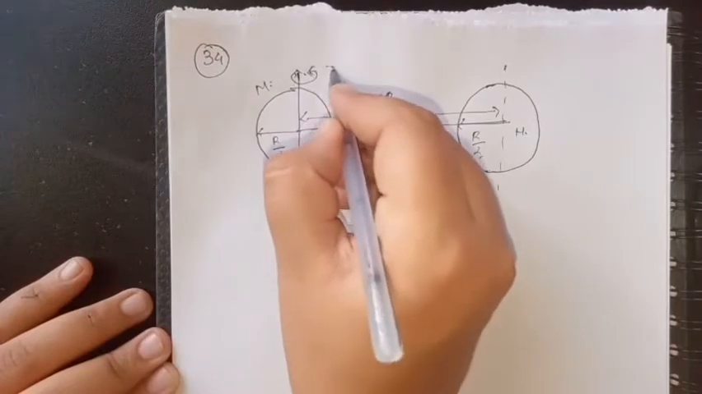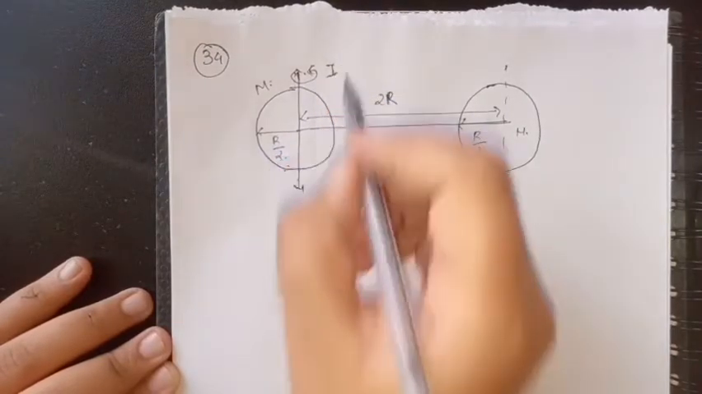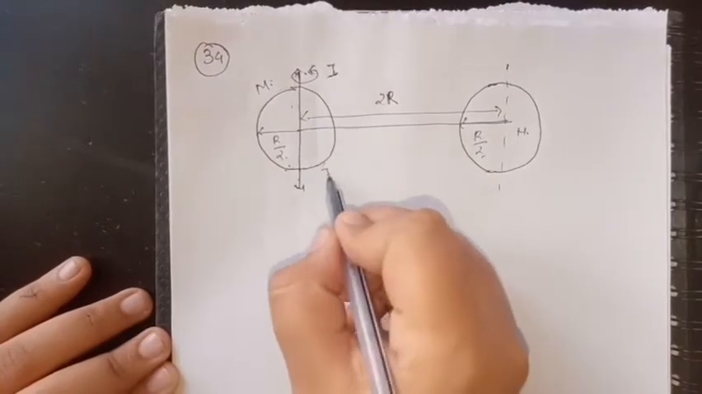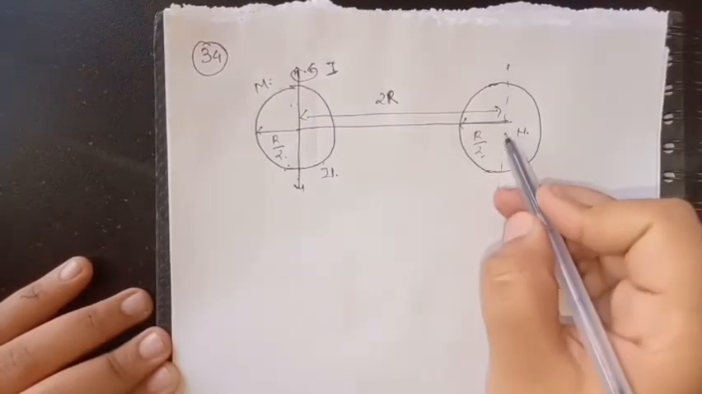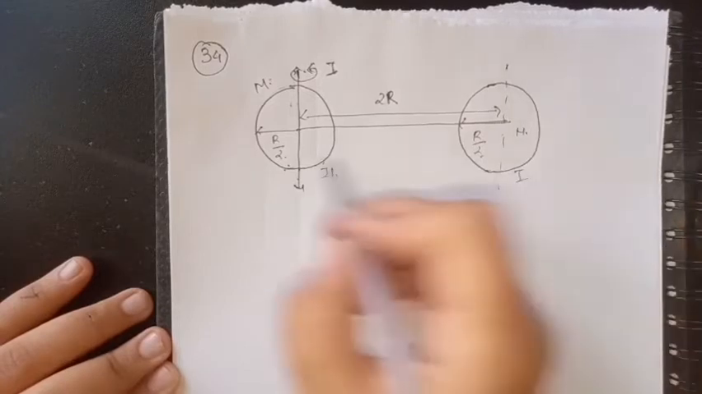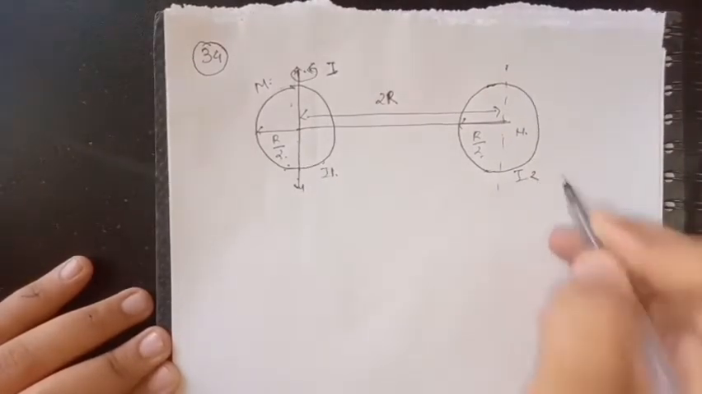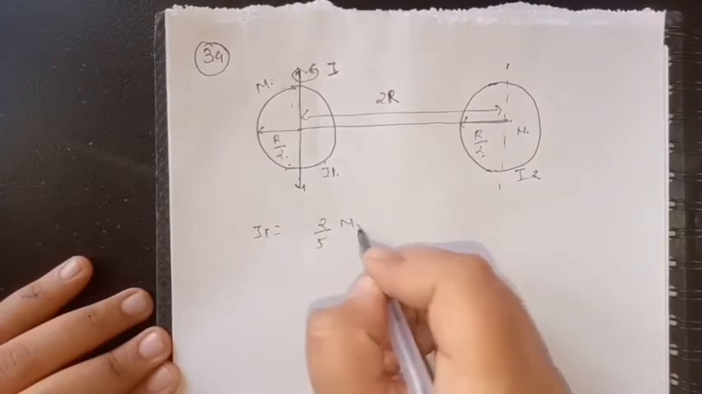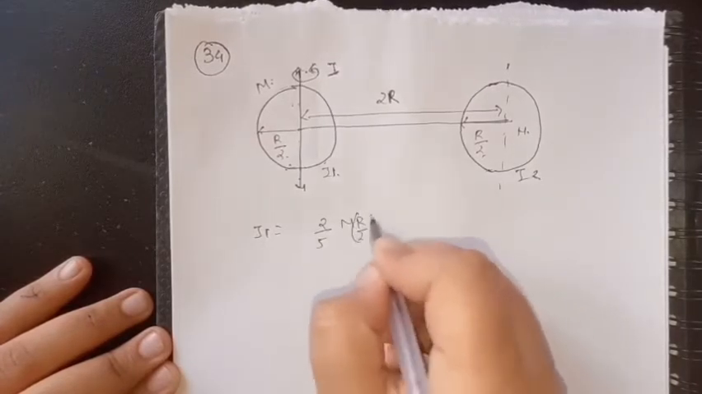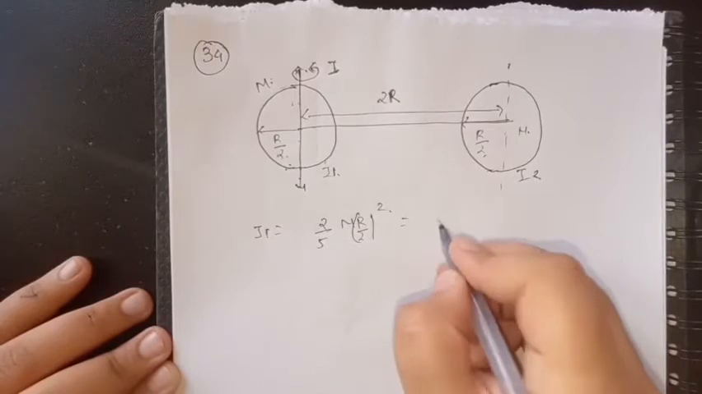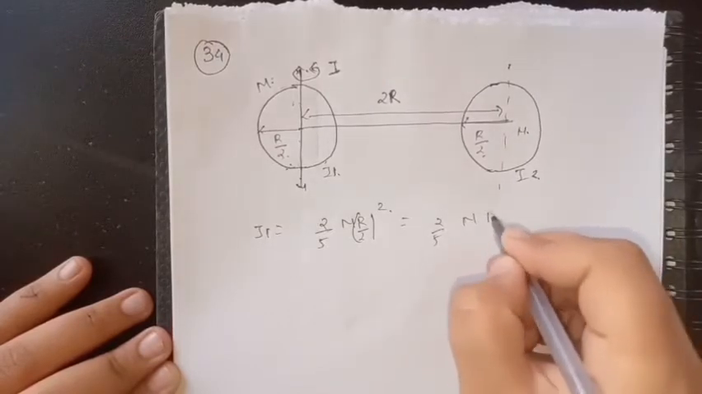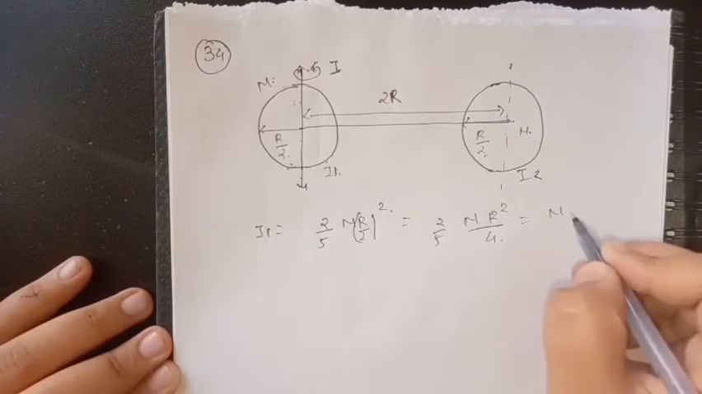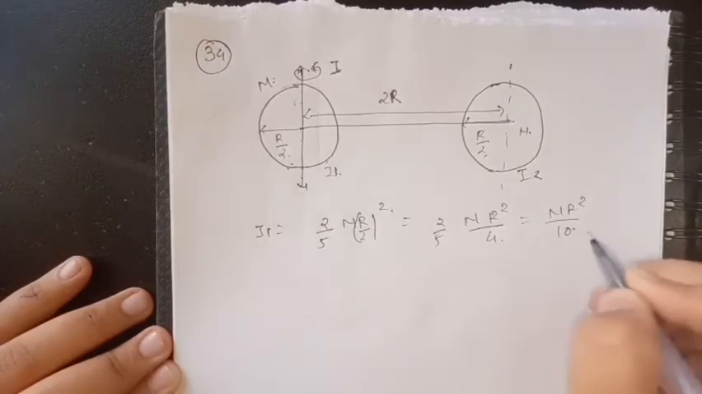Let's say the total moment of inertia of the system is I. The moment of inertia of this sphere about this axis is I1, and the moment of inertia of the other sphere about this axis is I2. Here I1 will be simply 2 by 5 m r by 2 whole square. So it will be 2 by 5 mr square by 4. So this will give us mr square by 10.